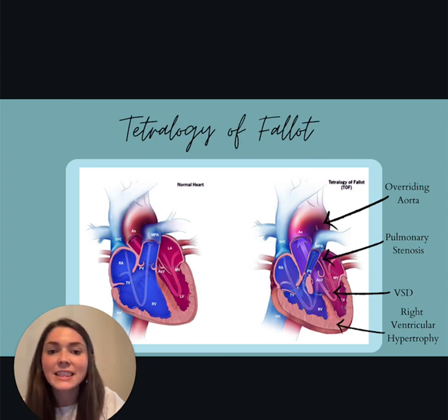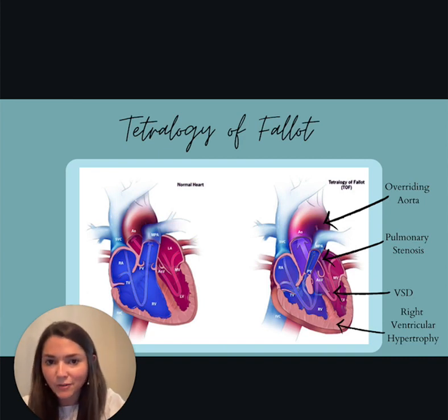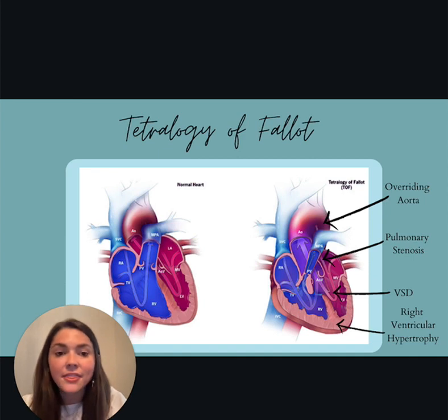So this is the thickening of the muscular walls of the right ventricle, and this occurs because the right ventricle is pumping too hard. So think about your muscles when you exercise. Over time, your muscles grow if you work them out, right? So the same concept applies here. That muscle is having to work extra hard to make up for this defect, causing the thickening of that wall or that muscle.